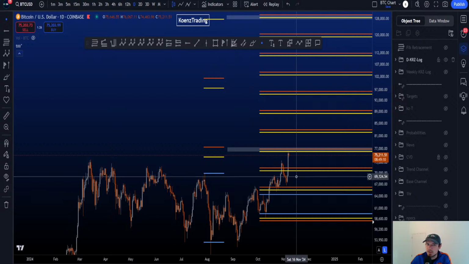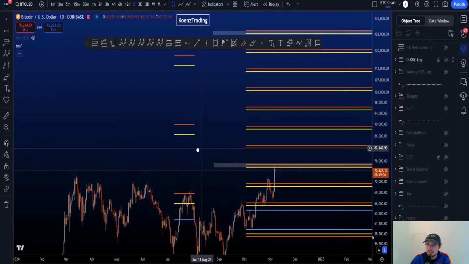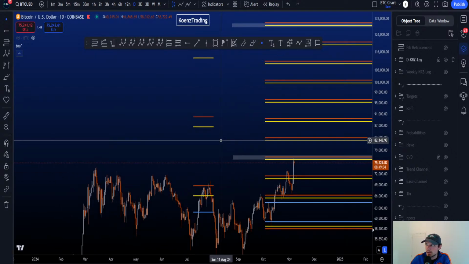At the moment, we are looking for resistances above the all-time high IDM.